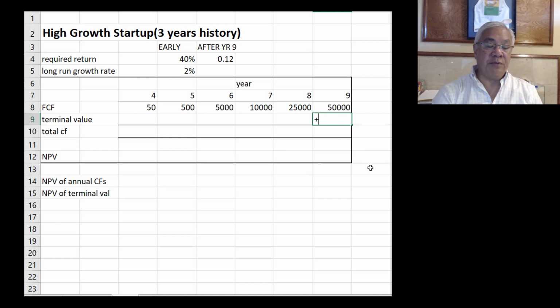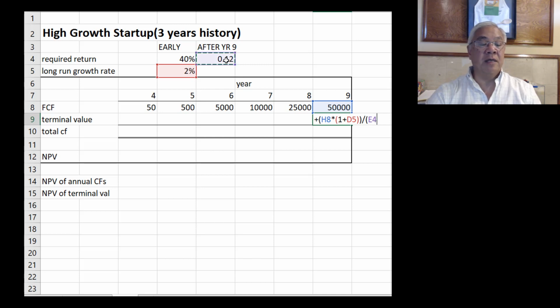Plus, open parens, the cash flow for year 9 times, open parens, 1 plus the growth rate, 2%, close parens, divided by, open parens. Now here's the tricky part. It's the weighted average cost of capital for the next buyer, not you. So that's 12% minus the 2% again, long run growth rate, and we get a large number.